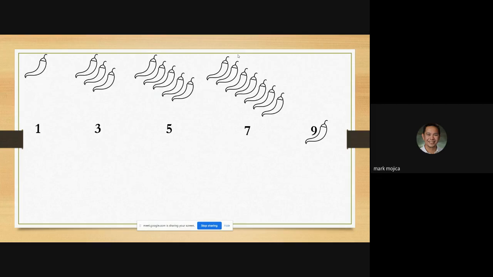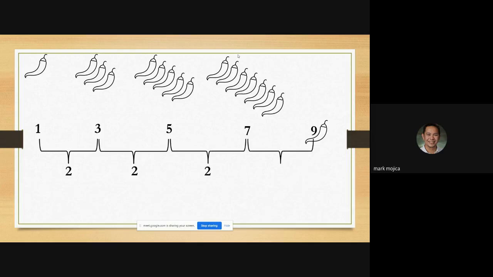So if you notice, just like I told you kanina, the difference between 3 and 1 is 2. Okay, the difference between 5 and 3 is 2. The difference between 7 and 5 is 2. And also 9 and 7 is equal to 2. So what do we call those differences? So 2, 2, 2, pareho silang 2. Ibig sabihin common ang 2. So we call this one the common difference.